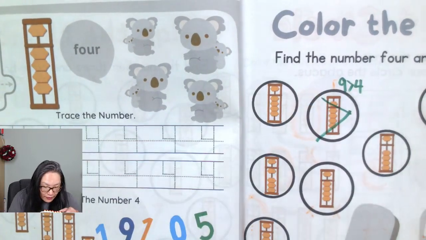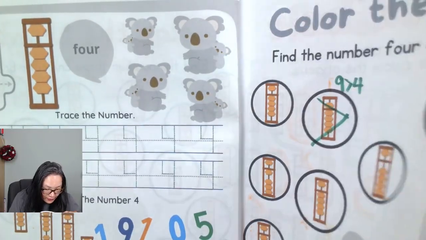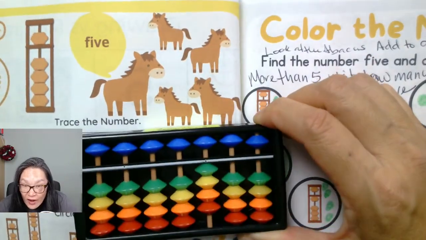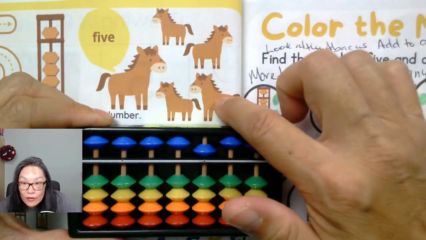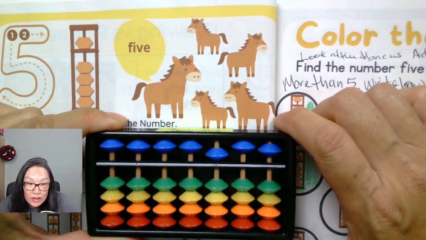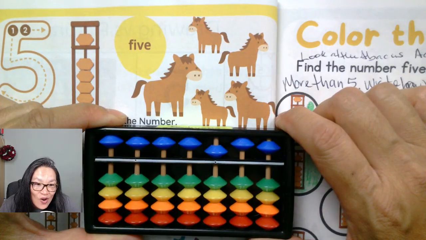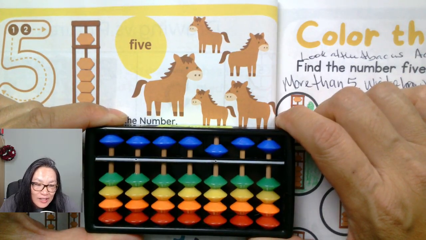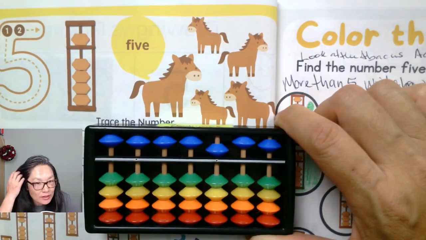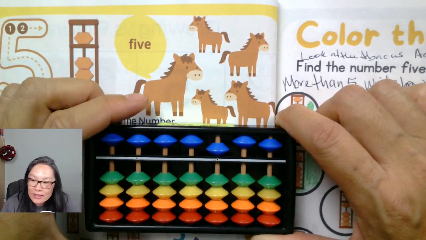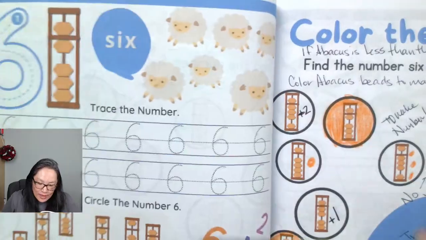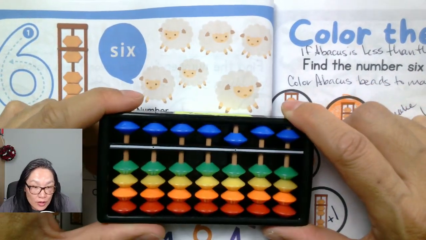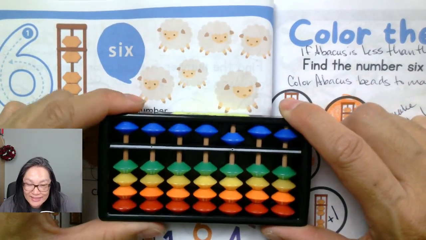So then we have 5. There we go. 5 horses. 5 looks like this. 1, 2, 3, 4, 5. That's what 5 looks like. Let's see how far we can go. Let me just do a little review on how to read the abacus, and then we'll go into adding.